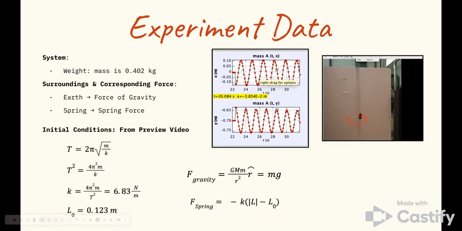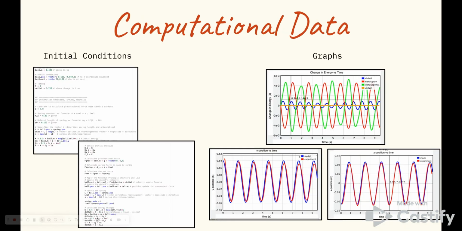Also shown are the x position data and the y position data. For the initial conditions for the computational model, the initial positions are just taken from the first value of our Tracker data, and the velocity should be 0 when you start, because we are holding the mass and then we let go. Also in the initial conditions are the relaxed length, the spring constant, and the formulas for the spring potential energy and the potential energy of gravity.